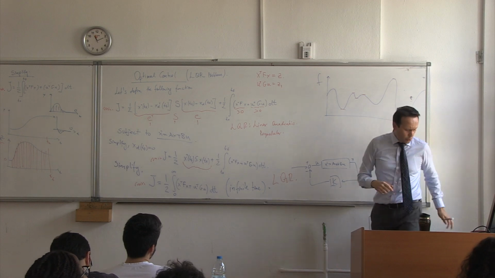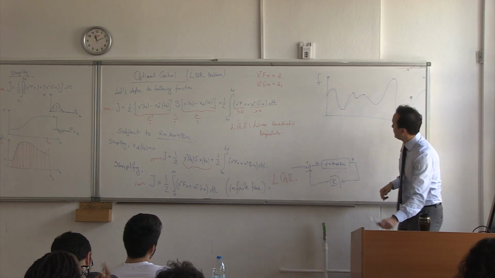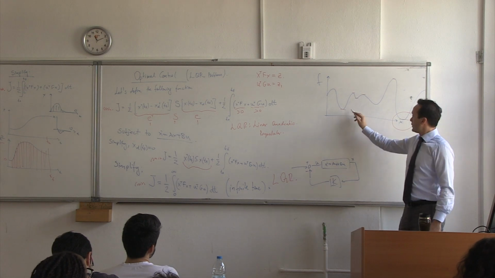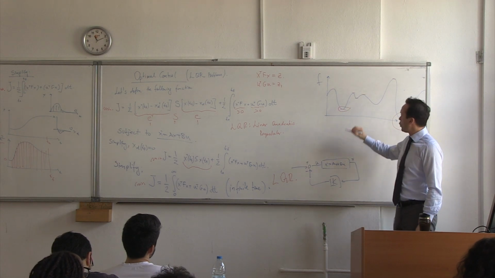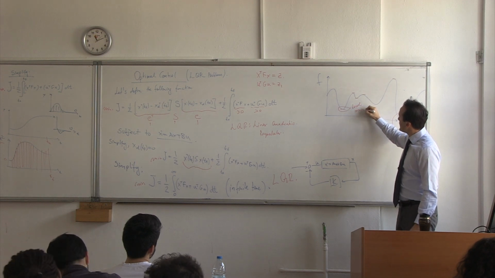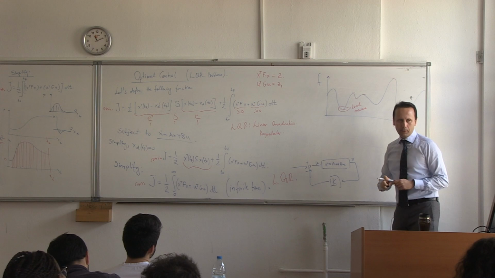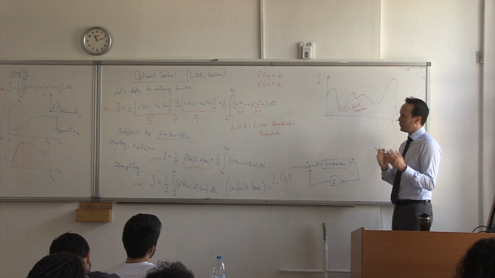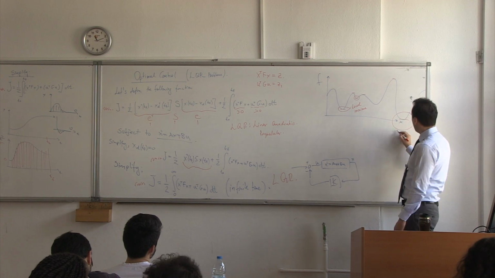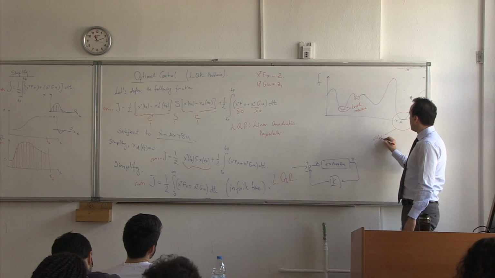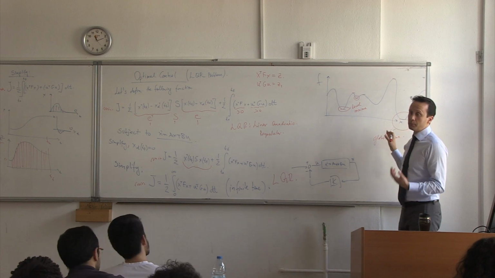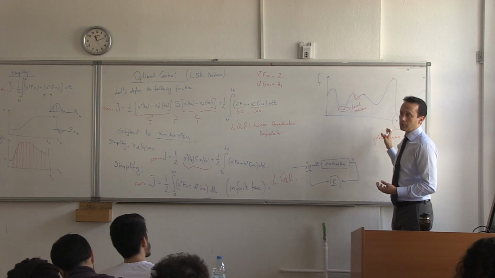But which is the actual minimum of this function? The actual minimum is here. This is a minimum, but we call it a local minimum. Local minima. It's local. This one is the global minima, because it is the actual minimum of the function.